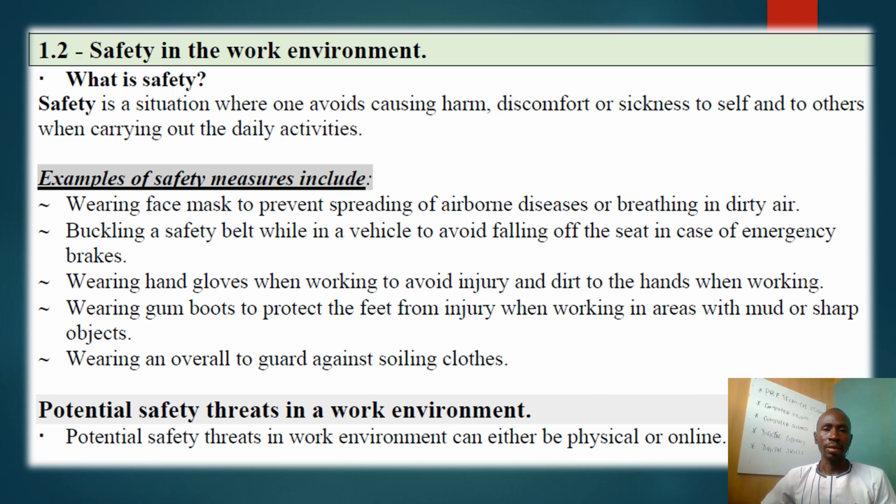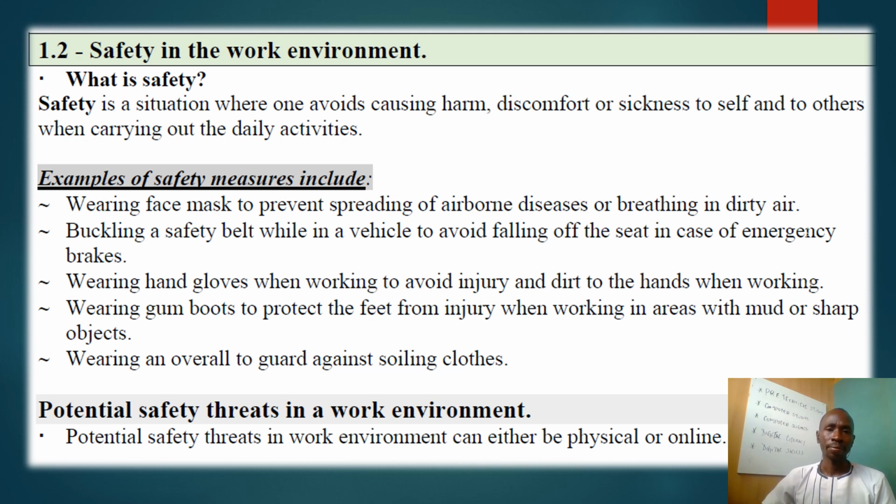Now, let's look at safety in the work environment. We'll first of all ask ourselves a question. What is safety? Safety is a situation where one avoids causing harm, discomfort, or sickness to self and others when carrying out day-to-day activities. You are going to create a safe environment. You're going to create no harm. You are not going to create any discomfort or even bring sickness to yourself or to others that you're working with.